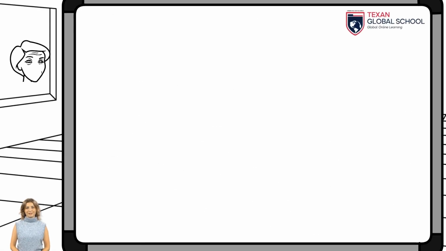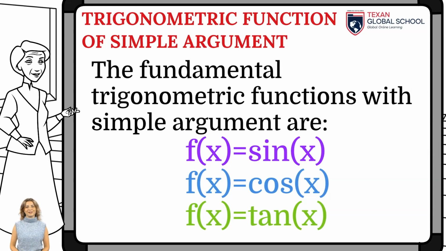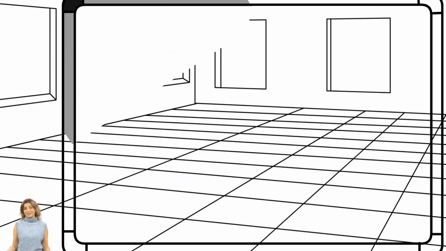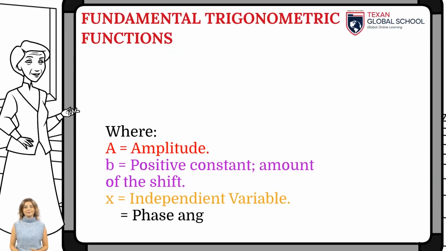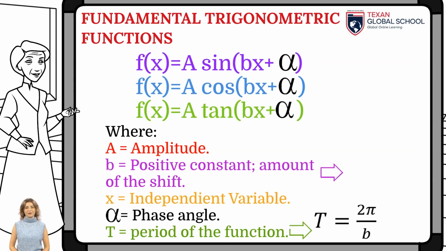Initially, we have the simple argument trigonometric functions, which are those represented as f of x equals sine, cosine, or tangent of x. Let's look at the detailed parts of each function. A is the amplitude of the function. B is a positive constant that will determine the magnitude of the phase by dividing alpha by b. X is the independent variable. Alpha, the phase angle, shifts the graph to the left or right.